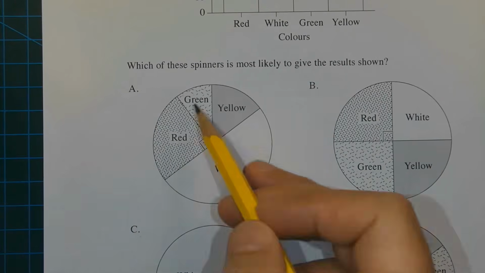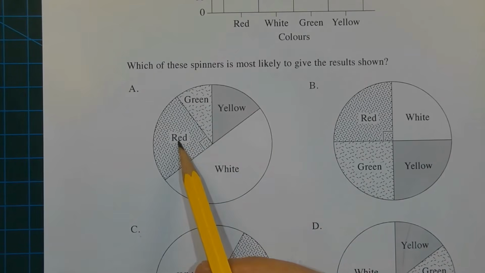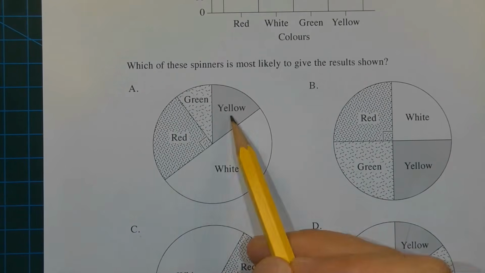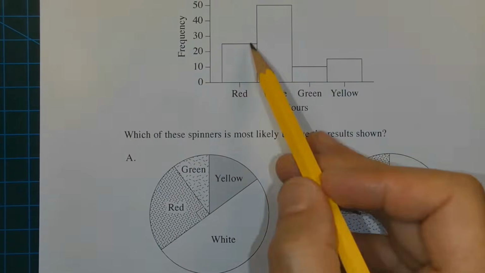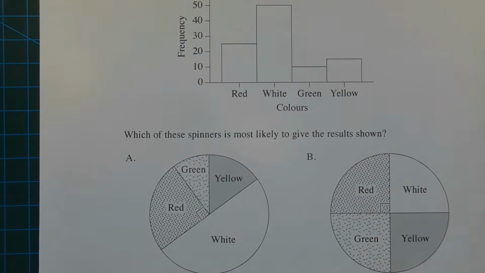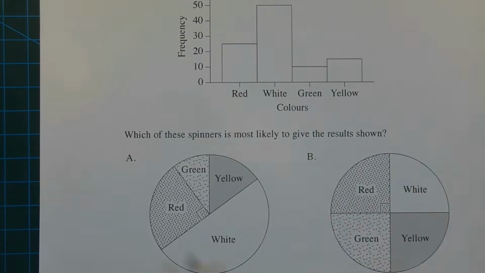And looking at the size of the sectors, white should be the largest sector, followed by red, followed by yellow, and then followed by green. Going back to the histogram, we can see that those columns are in corresponding height, with white being the tallest column, red being the second tallest column, yellow being the third tallest column, and green being the shortest column.